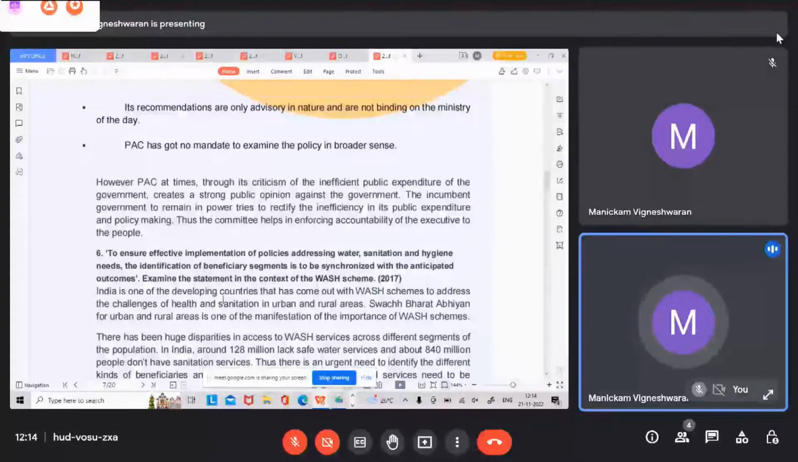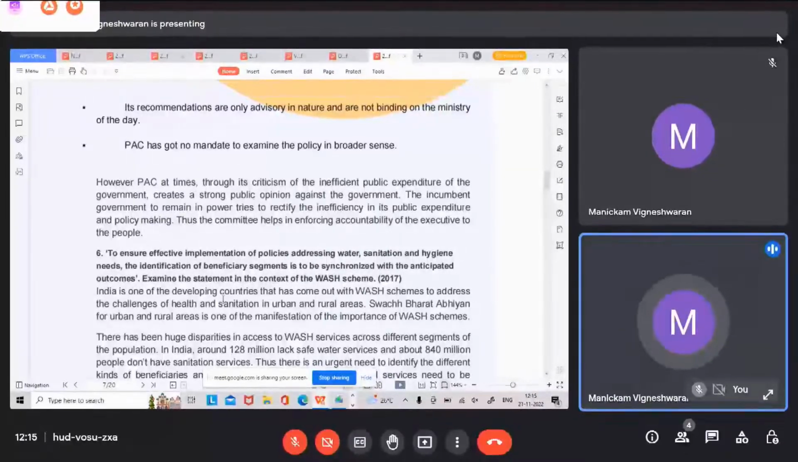However, the Public Accounts Committee at times, through its criticism of the inefficient public expenditure of the government, creates a strong public opinion against the government. The incumbent government, to remain in power, tries to rectify the inefficiency in the public expenditure and policy making. Thus, the committee helps in enforcing the accountability of the executive to the people.